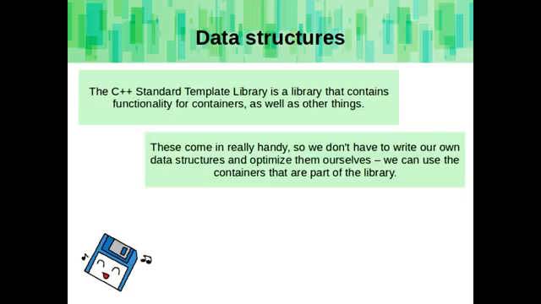The C++ Standard Template Library is a library that contains functionality for containers as well as other things. These come in really handy, so we don't have to write our own data structures and optimize them ourselves. We can use the containers that are part of the library.